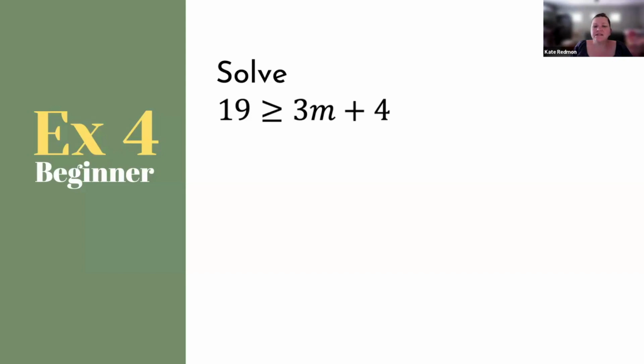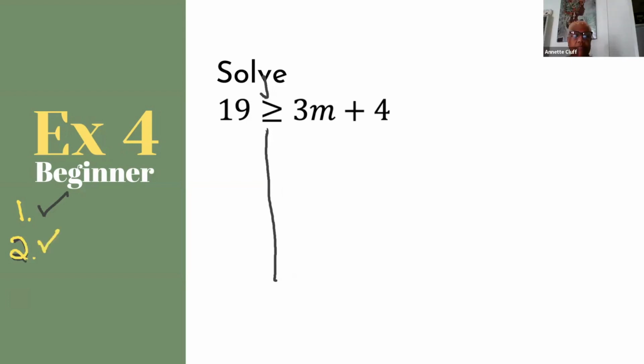Example 4. It says solve 19 is greater than or equal to 3m plus 4. So busting out wisdom principle 1, simplify the left and right hand side if possible. 19. Any simplifying you can do over there? No. 3m plus 4. Any simplifying you can do over there? No. Check. Wisdom principle number 2. You want those variable terms to the same side. Take a look at this sucker. Do you have letters on both sides? No. So I don't need wisdom principle number 2. I can go straight to wisdom principle number 3.